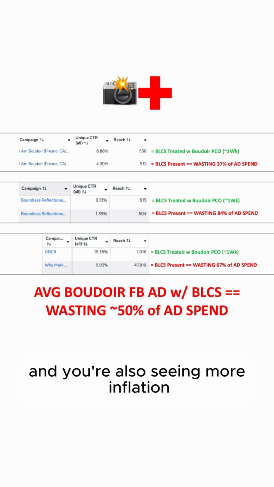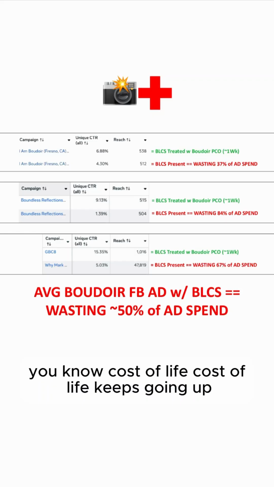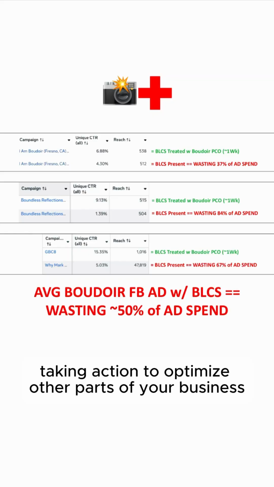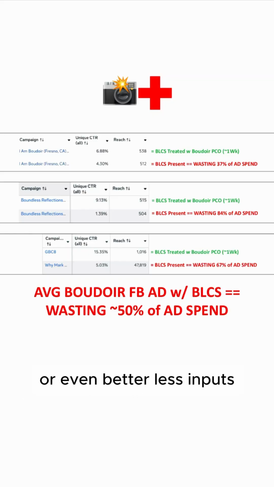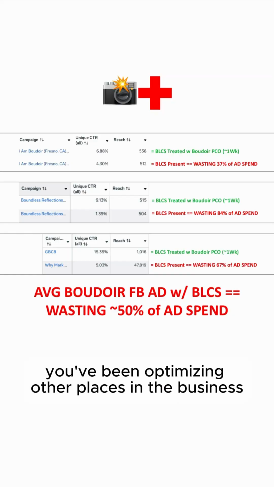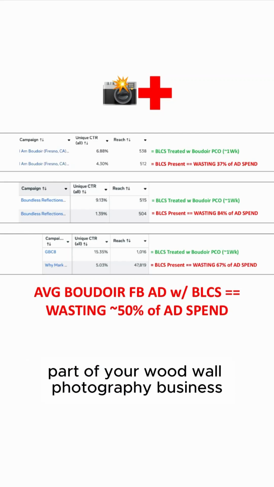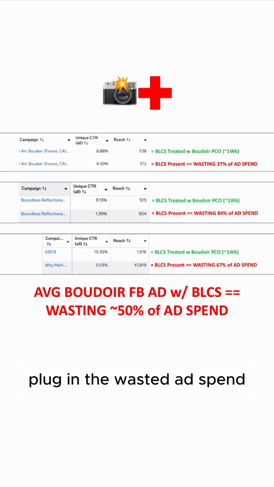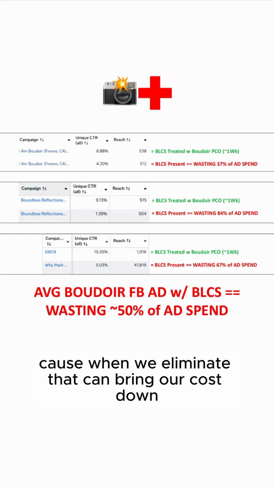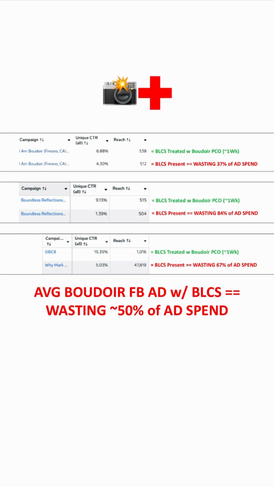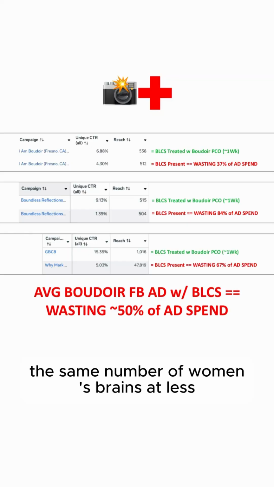And you're also seeing more inflation, cost of living keeps going up. You've already been taking action to optimize other parts of your business, pull out more profit for the same inputs or even better, less inputs, more profits, the best. And now you decide you're ready to optimize the Facebook ad part of your boudoir photography business. You're starting with, obviously, plugging the leaks, the wasted ad spend. That's the easiest thing, because when we eliminate that, we can bring our costs down, guaranteed savings, guaranteed ROI, and still get our ad into the same number of women's brains at less cost, less spend.